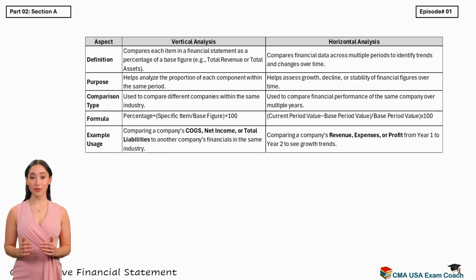Now, let's look at the table that highlights the differences between vertical and horizontal analysis. Please note it down and make a summary for better understanding. To clarify the key distinction, vertical analysis is used to compare different companies within the same industry by analyzing financial statements as a percentage of a base figure. Horizontal analysis focuses on evaluating the financial performance of the same company over different periods, helping to identify trends and changes over time. This comparison will help you understand when to use each type of analysis for financial decision-making.